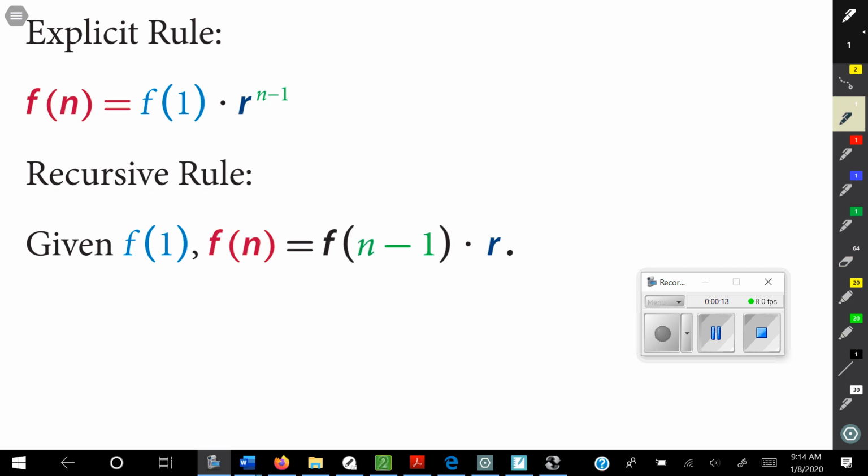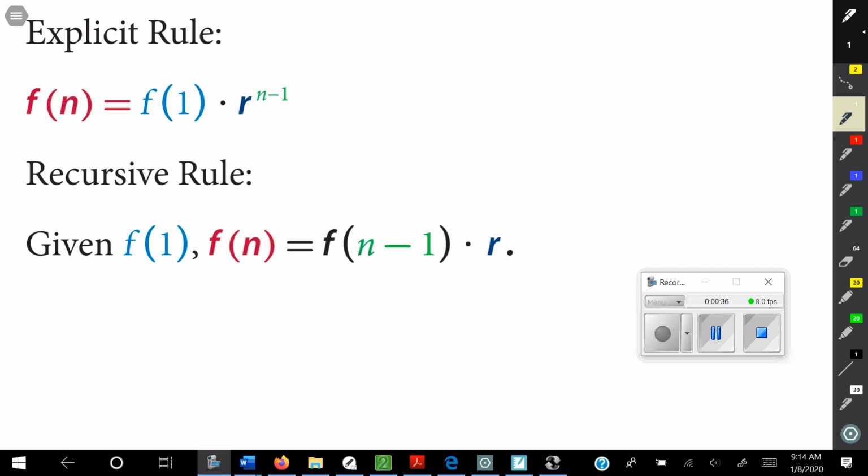The explicit rule, if you remember from arithmetic sequences, is when you want to look for a certain term, you plug that term in. The recursive rule is when you multiply, or in this case for geometric, multiply that same number again and again and again to find what term you're looking for. But today, all we want to do is just write the rule.